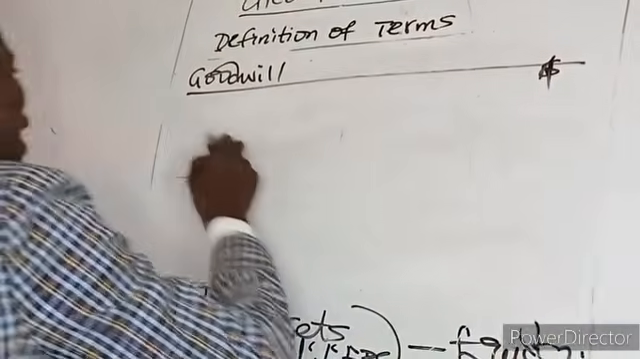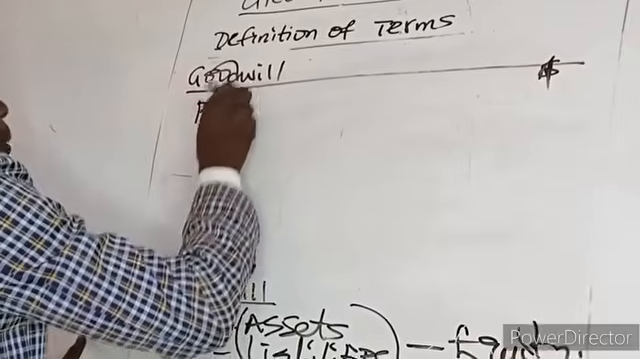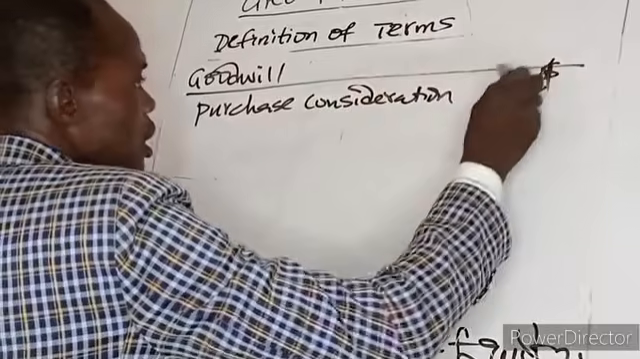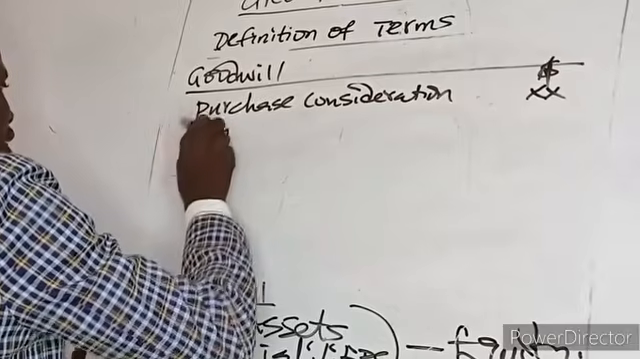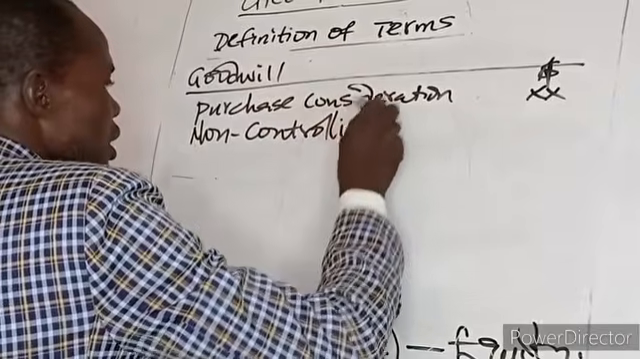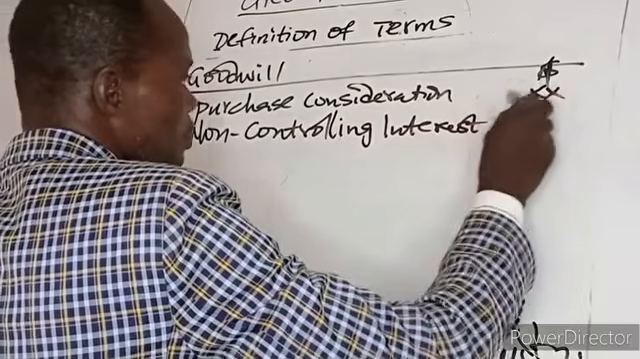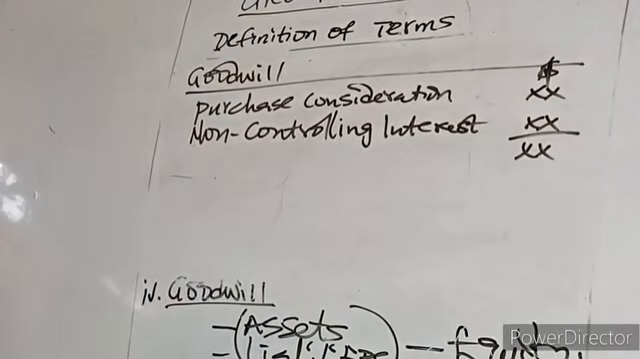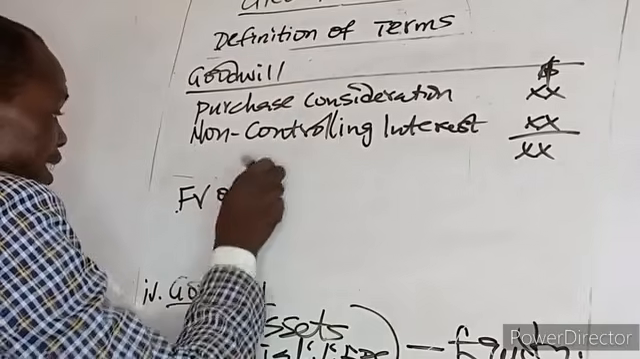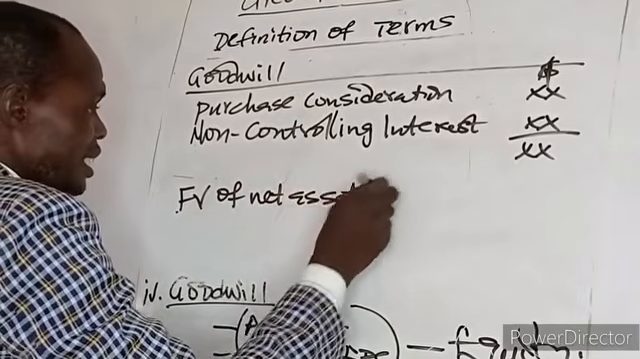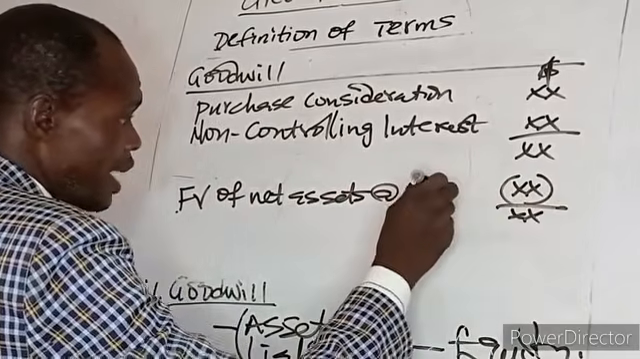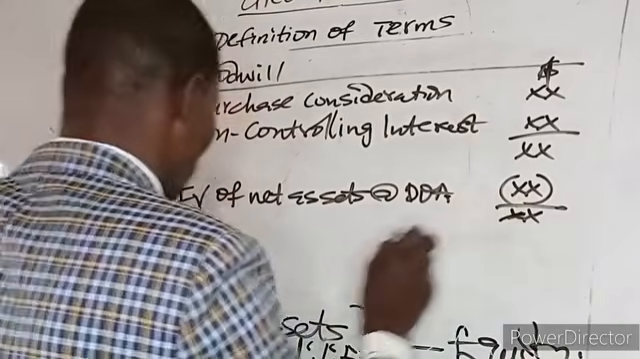How do we calculate goodwill? You have purchase consideration. You have the non-controlling interest, where it is a partial acquisition. Now less the fair value of net assets at the date of acquisition. I'm still going to give you the summary of the net assets, how to arrive at this. So you arrive at goodwill.